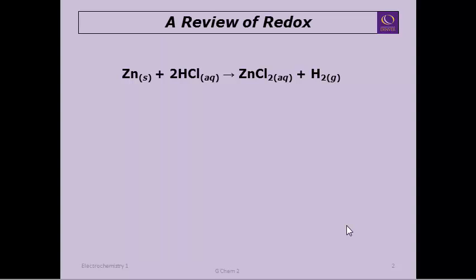So let's begin with a little review of redox. We're going to start off with the metals reacting with an acid to make a salt and release hydrogen gas. You may have studied this in General Chemistry 1 under acid-base reactions, but it also is a redox reaction. And in order to review that, we might draw the oxidation numbers above the species and see who's oxidized and who's reduced. So reminder that elements and pure metals are oxidation number 0.